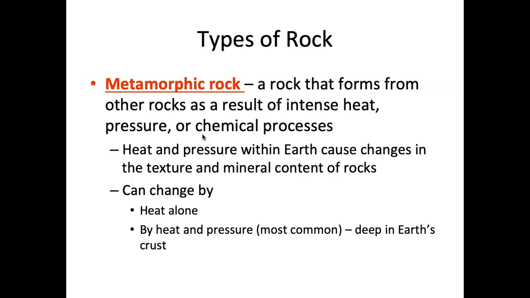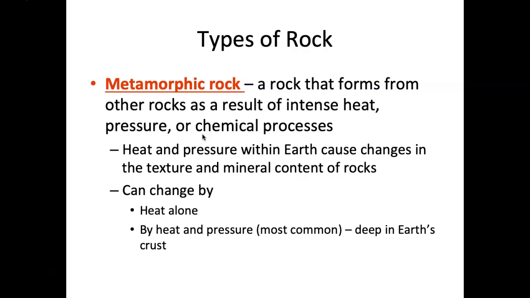The third type of rock is going to be metamorphic rock. This is going to be a rock that forms from other rocks as a result of intense heat, pressure, and chemical processes. What happens with metamorphic rock is that the heat and pressure within the Earth's crust is going to cause the rock above it to change, or as it subducts, to change the texture and the mineral content of that rock.